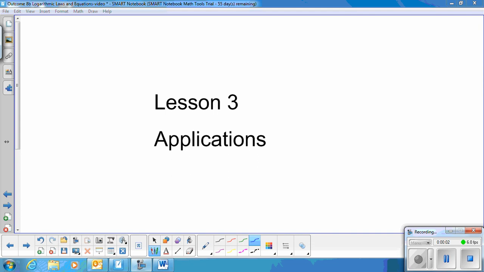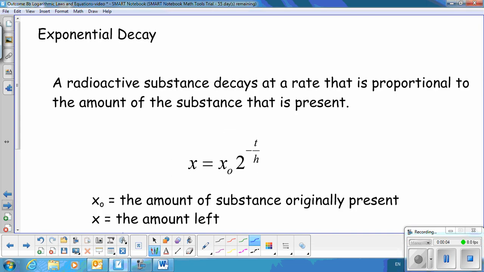Lesson 3, Applications. First application that we're going to look at is something called exponential decay.